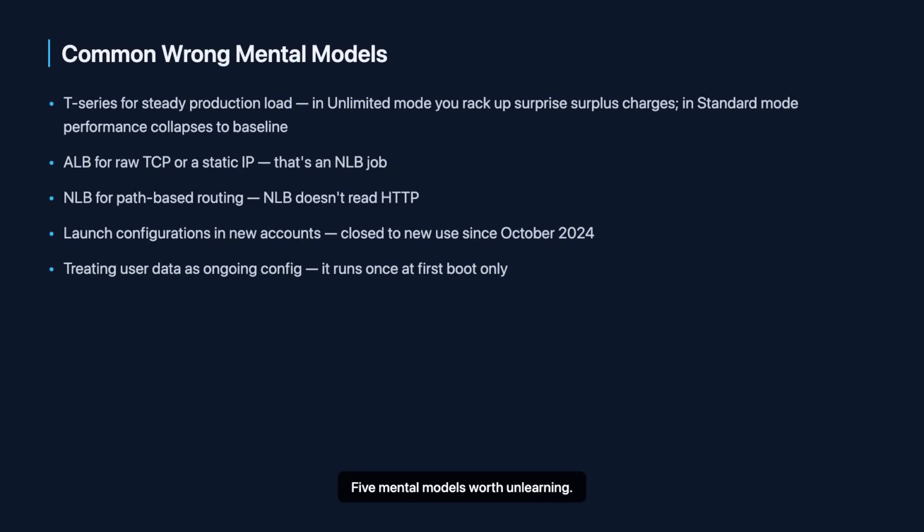5 mental models worth unlearning. Don't pick T-series for steady high CPU work. In unlimited mode, the credits keep flowing, but you pay for every surplus burst second, which inflates your bill. If the group is in standard mode, performance will drop back to the low CPU baseline once credits are exhausted.